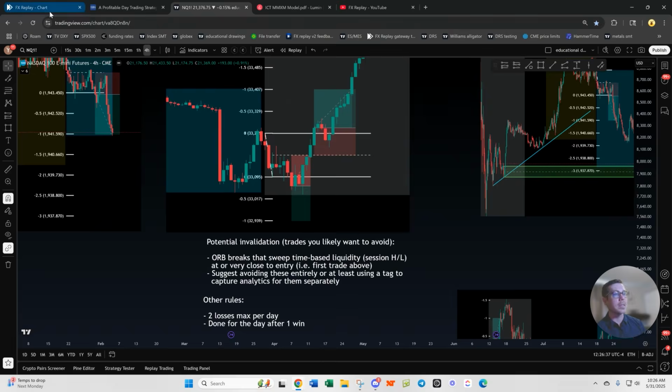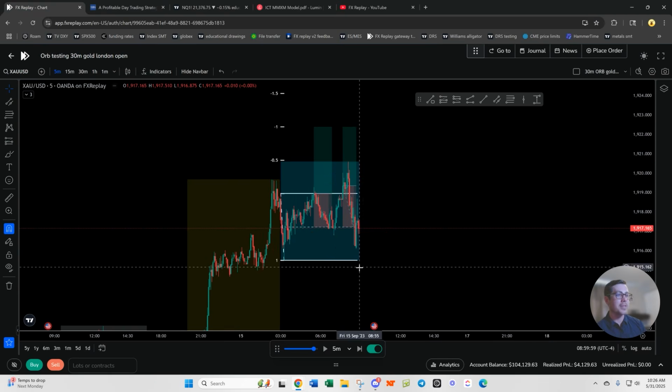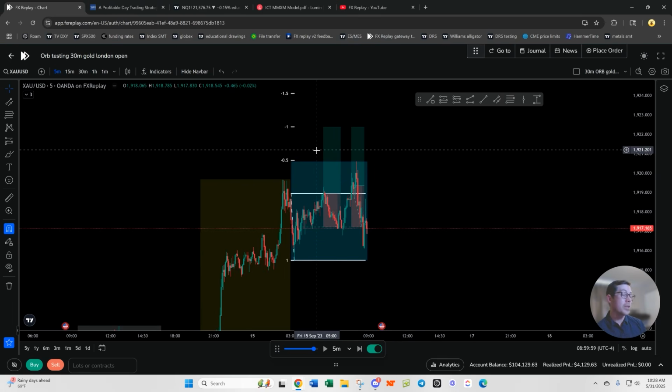So these are two really good examples where we could have potentially saved ourselves from a couple losses there. I've been recording both of these just so we have them in the analytics, but you'll definitely have a higher win rate if you avoid trades like these.